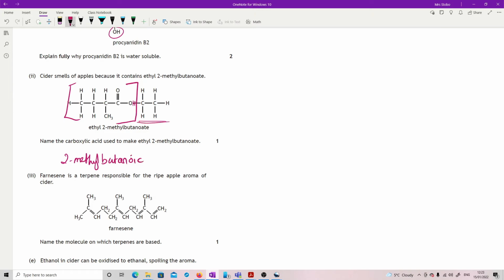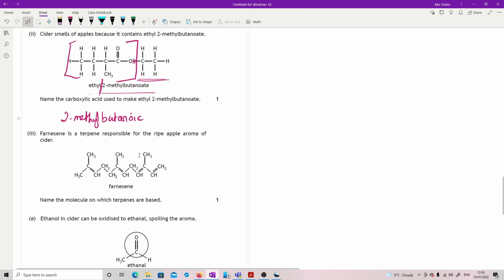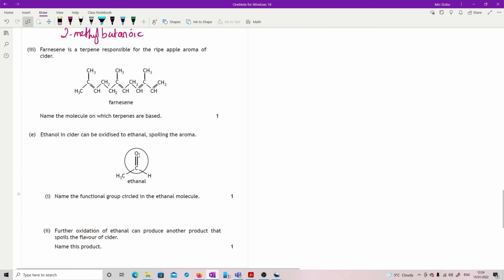The ethyl part here was a bit that came from the alcohol. Now, you could just know that fact. If you know that the ethyl came from the alcohol, then that just tells you straight away. Or you could name your acid just from the structural formula when you split it in the hydrolysis.